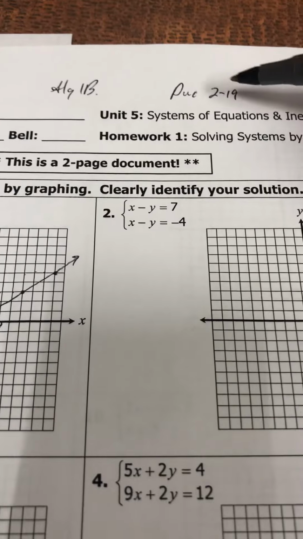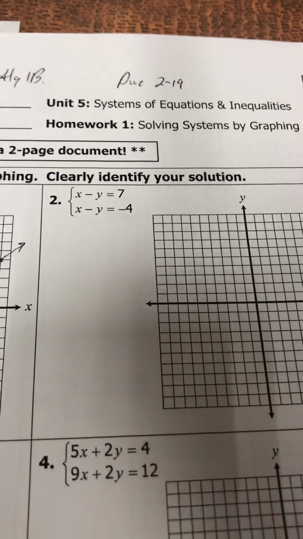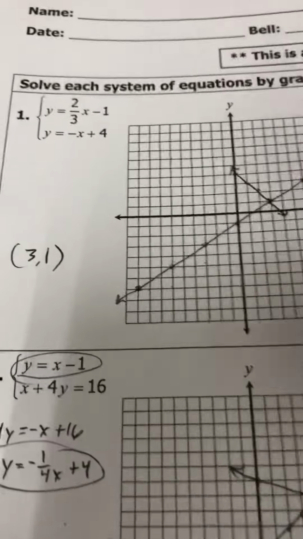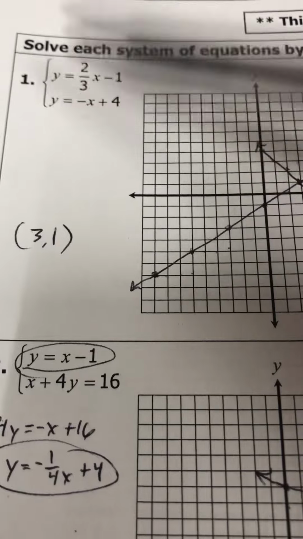For Mr. Fry, this is going to be due tomorrow. It's Unit 5, Homework 1. It's solving systems by graphing. Let's take a look at these. The first one's real easy. You don't have to change these. These are in slope-intercept form.